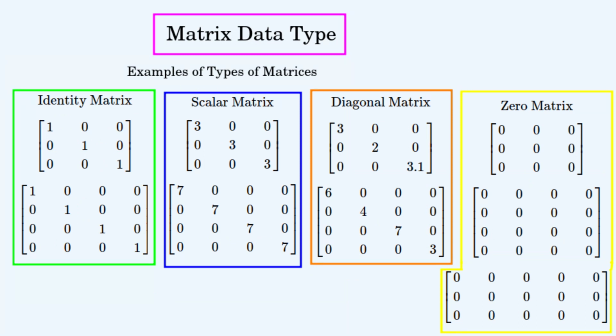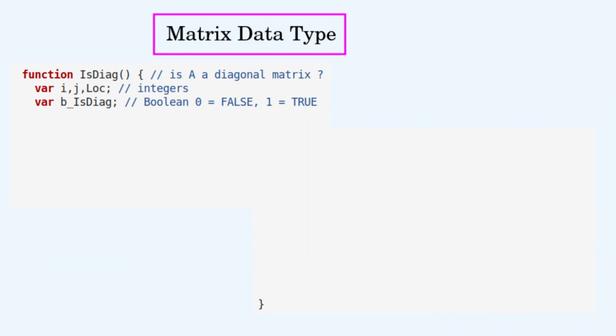An identity matrix is a square matrix, that is, having its rows and columns equal, that has ones along its diagonal and zeros everywhere else. A scalar matrix is like an identity matrix, but can have any number along its diagonal, as long as it is the same number, with zeros everywhere else. A diagonal matrix has numbers along its diagonal, and these numbers don't have to be equal to each other, although they can be. A zero matrix has all of its elements equal to 0, and doesn't have to be a square matrix.